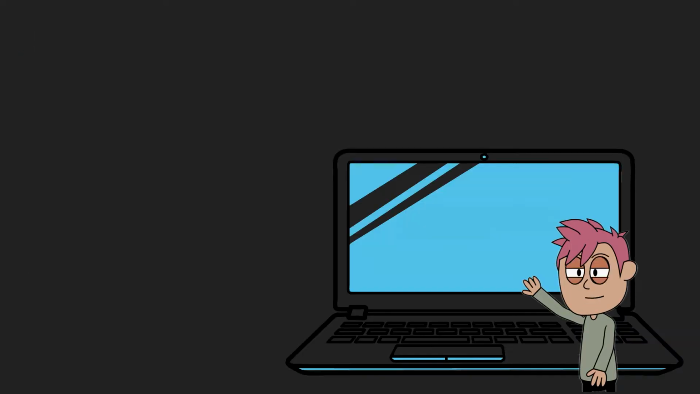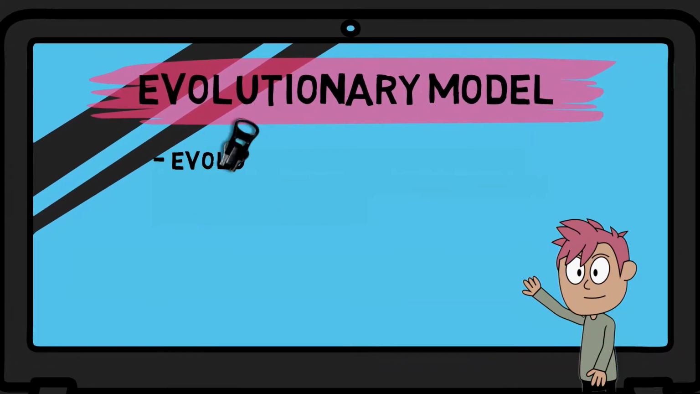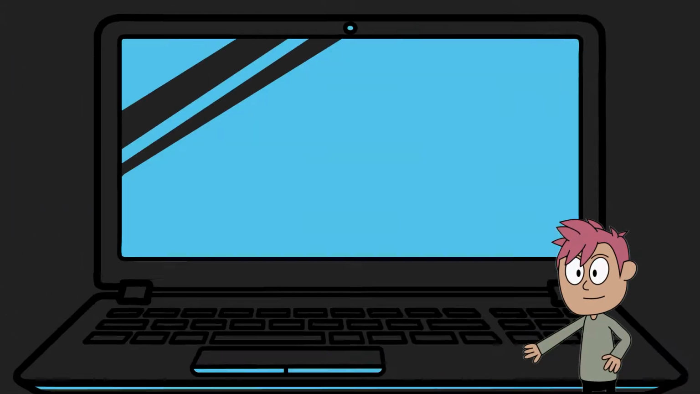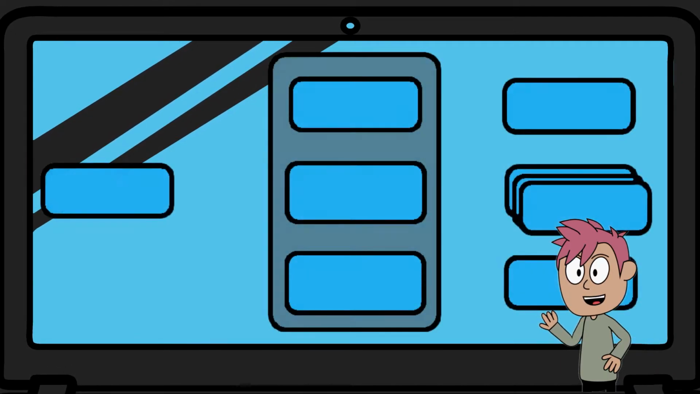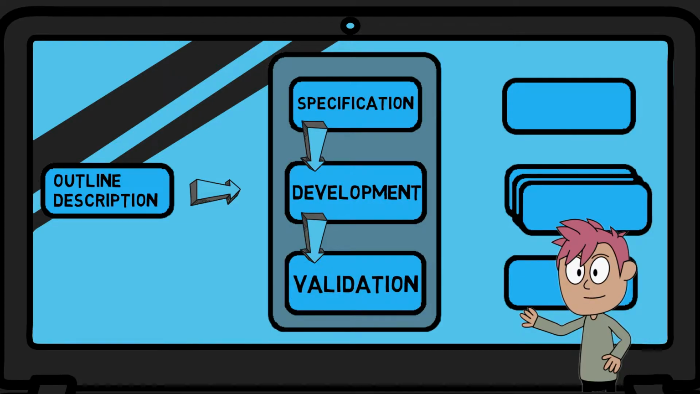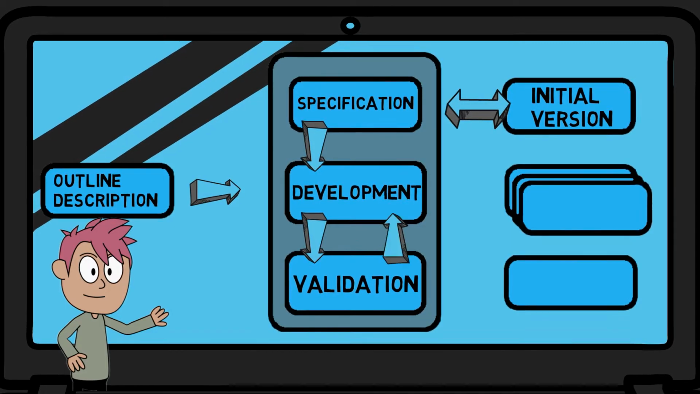And now, what is the evolutionary model? The evolutionary model is also referred to as the successive versions model. Feedback is provided by the users on the product for the planning stage of the next cycles, and the development team responds often by changing the product plan or process. Therefore, the software product evolves with time.